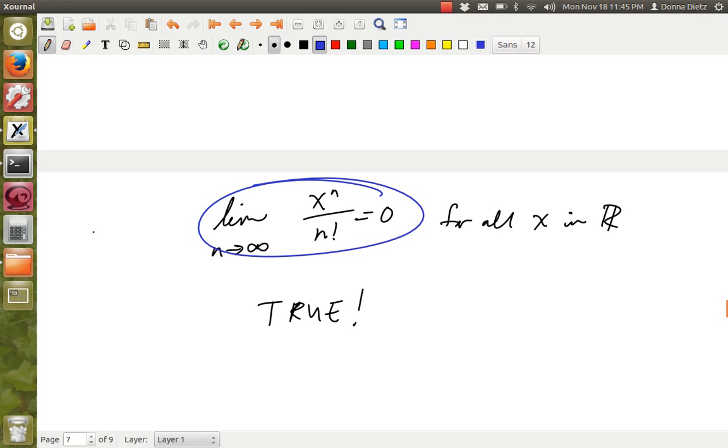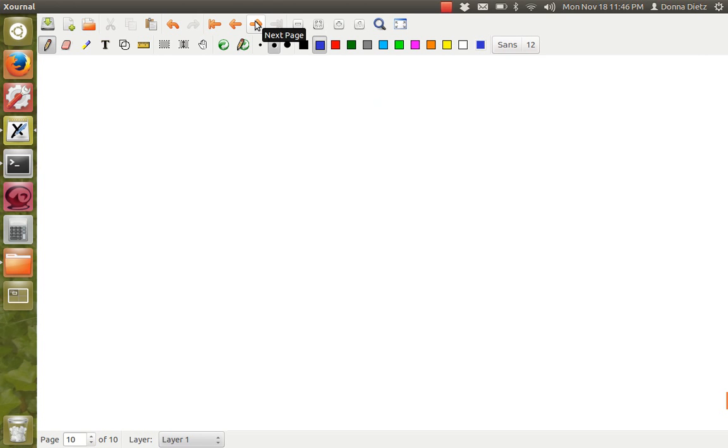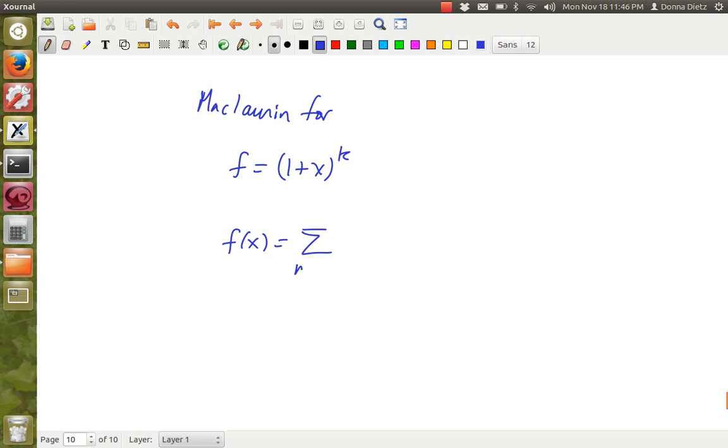Was there anything else I wanted to say? I wanted to mention that the Maclaurin series for this guy, we did this in class and we showed that it was a combinatorics problem, and this is right in your textbook and ends up looking this way.